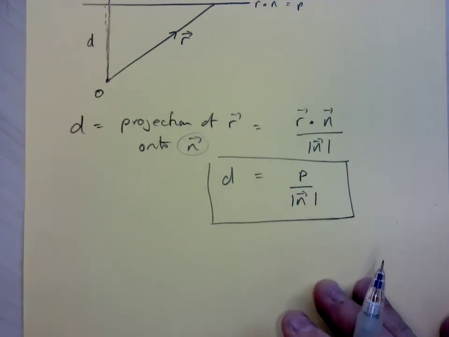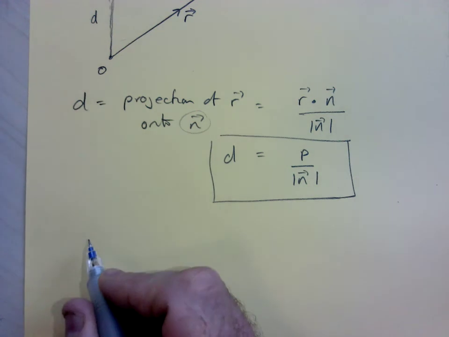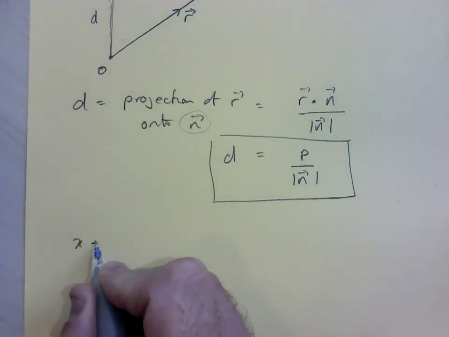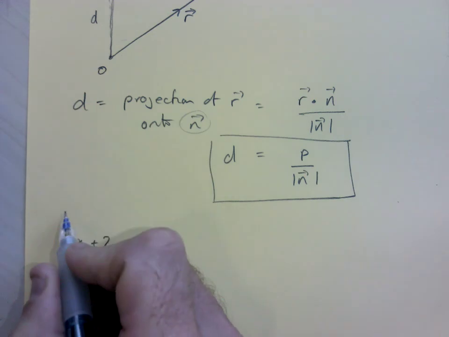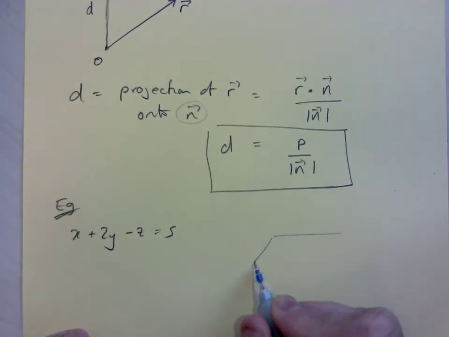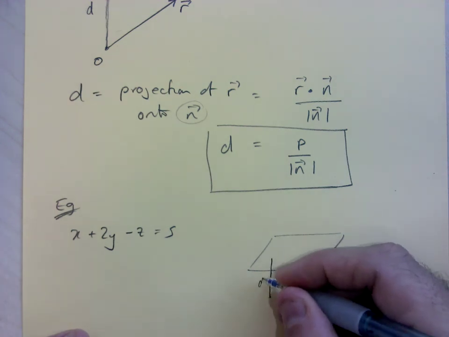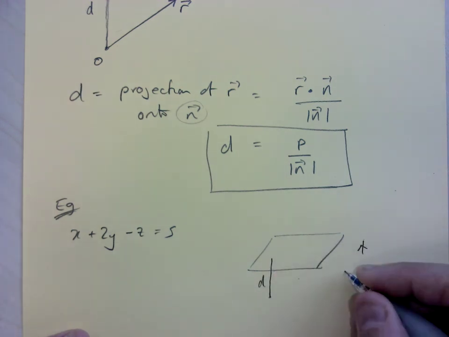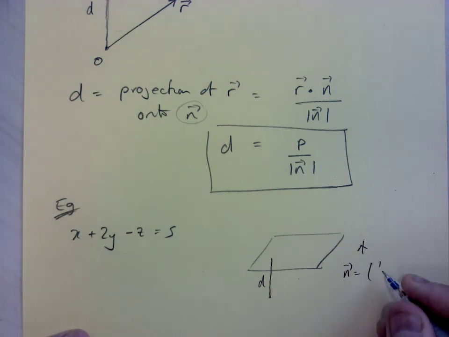So the formula that we have for the distance of a plane to the origin is p over the magnitude of n. So very quickly, for the example that we may have just looked at, if I've got the plane x plus 2y minus z is equal to 5, let's just call this a quick example. Then a quick sketch, here's my plane, here's the origin, let's say I'm after this distance here. I know that the normal vector in this case is (1, 2, -1).